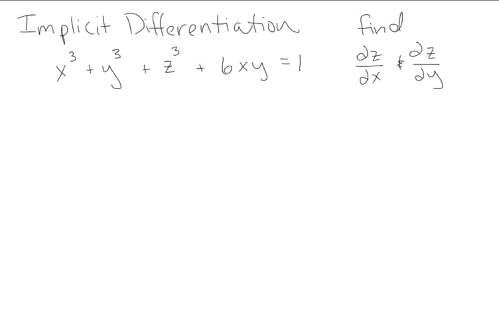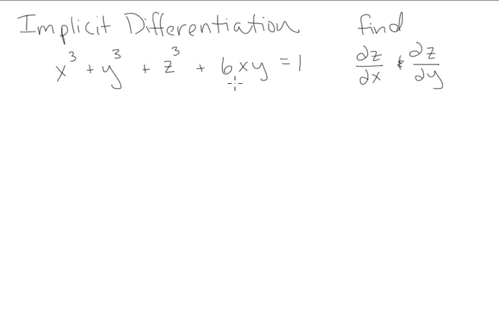The implicit differentiation things that we talked about last week continue to work here. So if I have a function z, which I define implicitly as this equation here, x cubed plus y cubed plus z cubed plus 6xy equals 1. So z, I can say, is an implicit function of x and y.